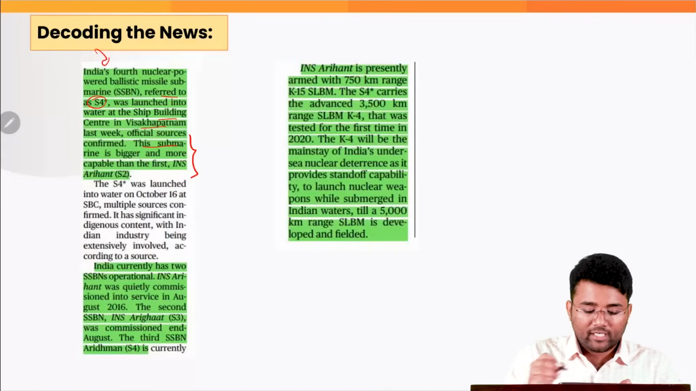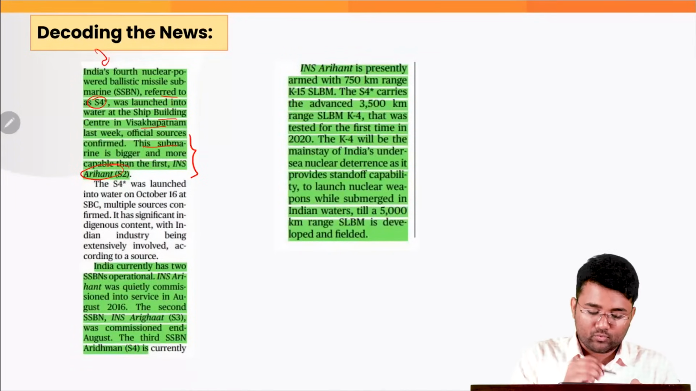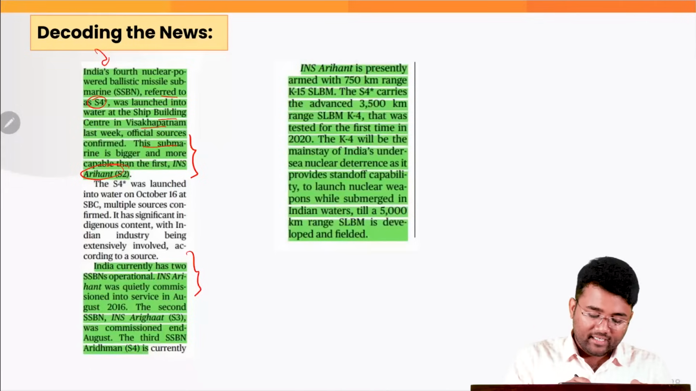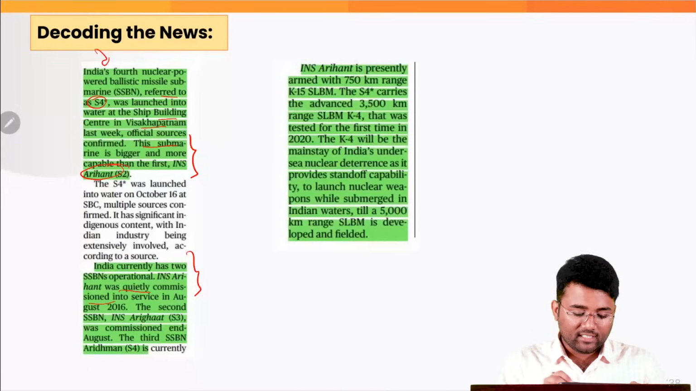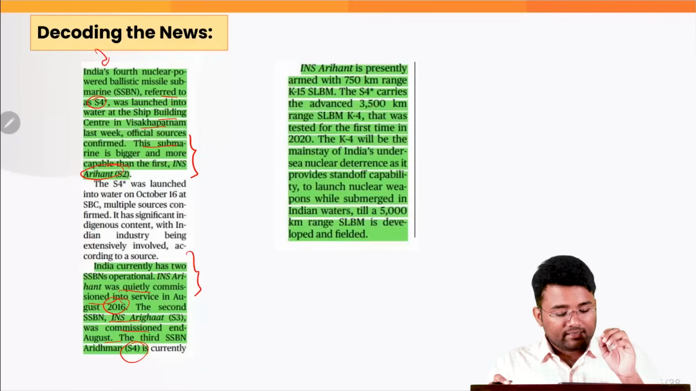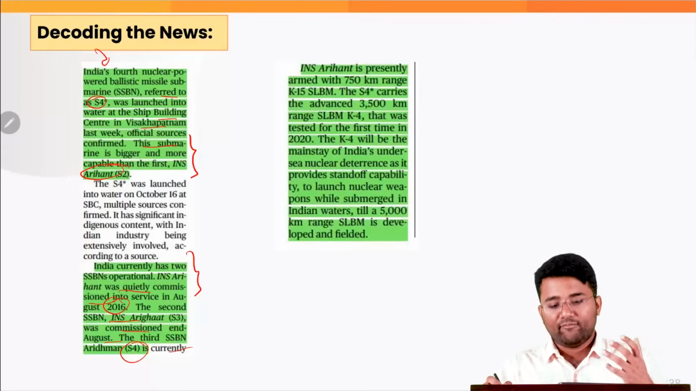This submarine is bigger and more capable than the first, INS Arihant, which was S2. India currently has two SSBNs operational. INS Arihant was quietly commissioned into service in August 2016. The second was INS Arighat, S3, that was commissioned at the end of August, and the third SSBN, that is Aridhman, also known as S4, is currently under developmental stage.